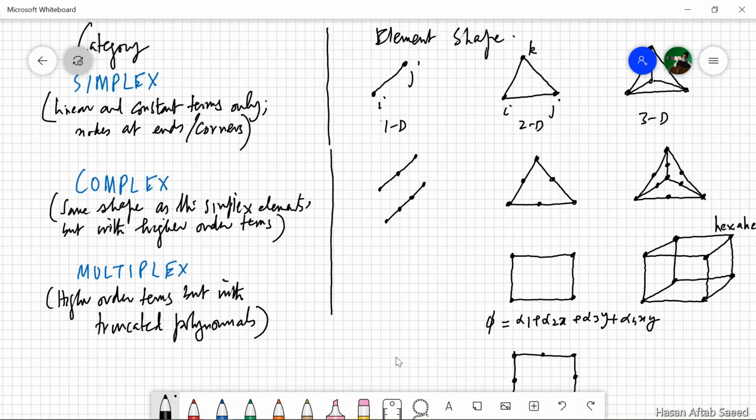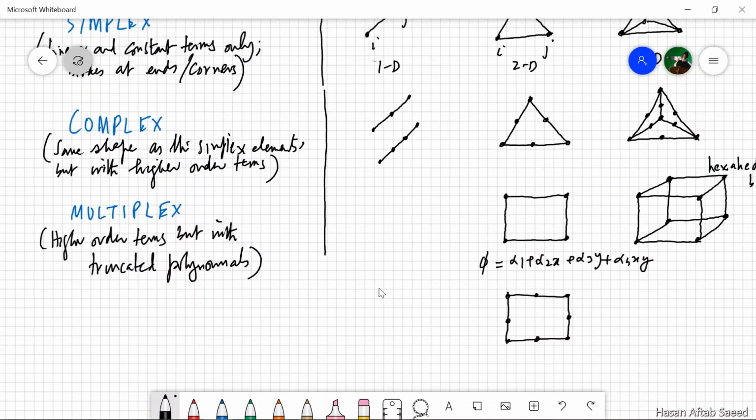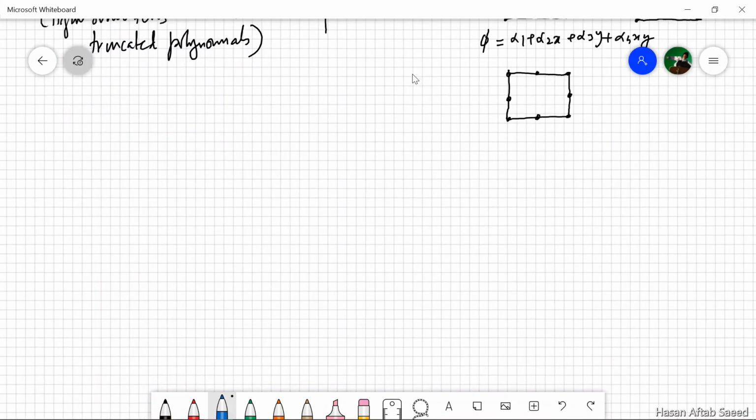Now multiplex elements have a flexibility that complex elements don't have. You need to use all the terms in a complex element, and therefore there are restrictions there. But in multiplex elements, you can just cut off the unwanted part of the polynomial, and this gives you great flexibility. That is why multiplex elements are used extensively in FEM. Now, although we will deal with the complex and the multiplex elements, that is the higher order elements, near the end of the course, for now our focus will be squarely on simplex elements.